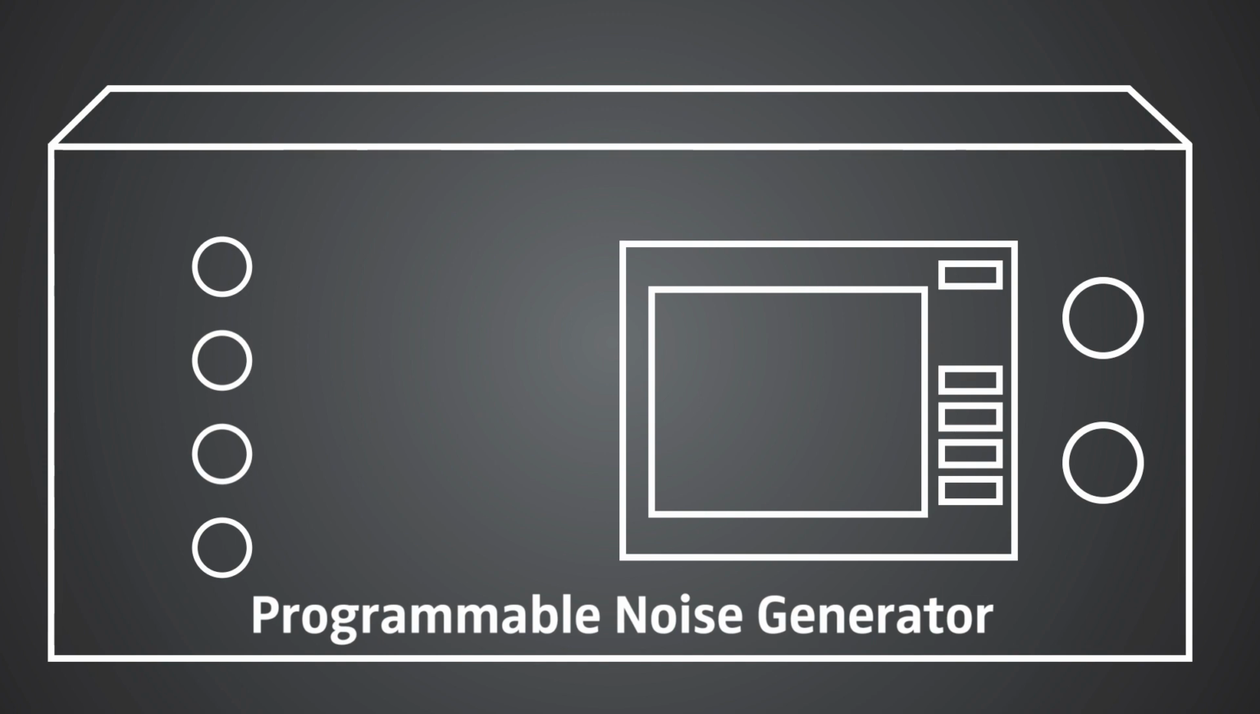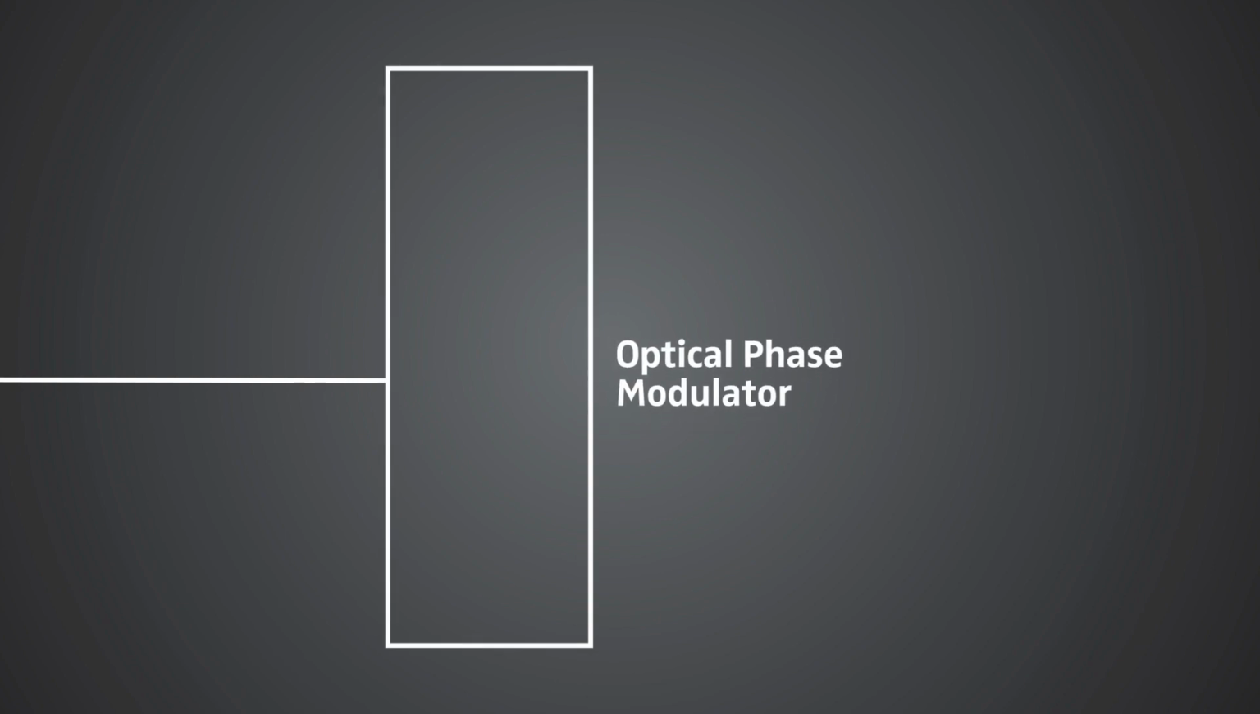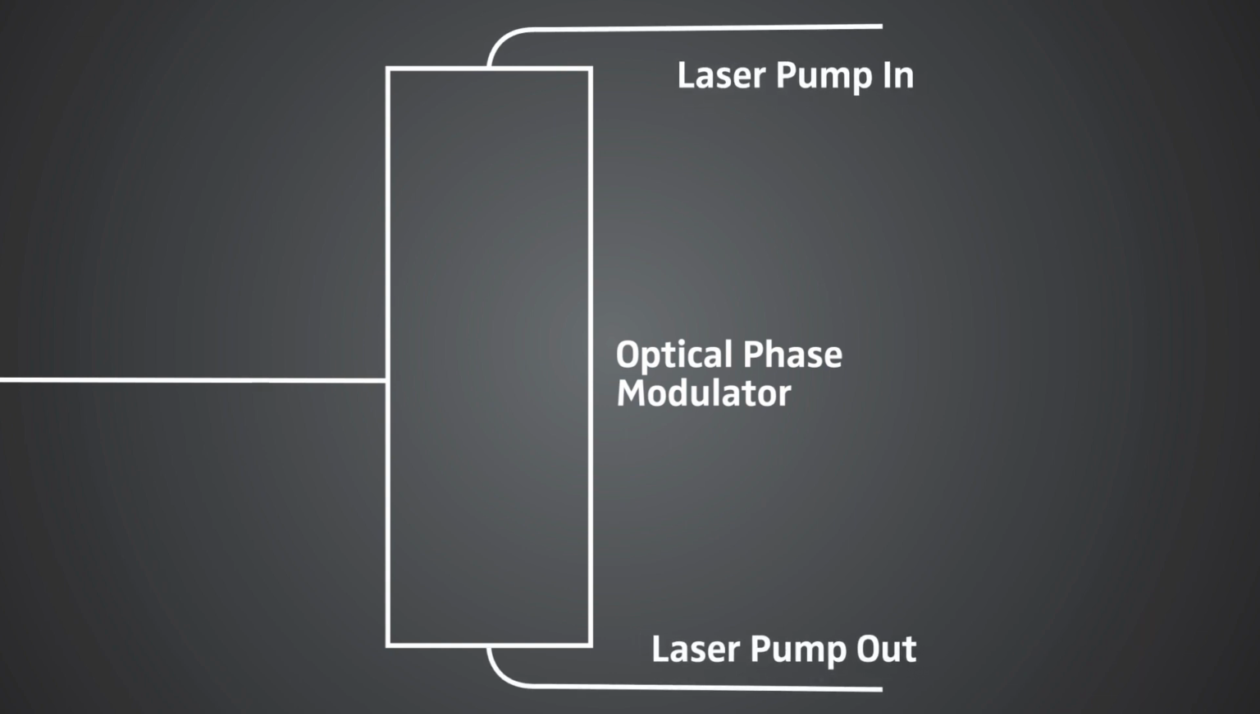In a test setup, the programmable noise generator connects directly to the optical phase modulator of the laser weapon. The optical phase modulator connects to the laser pump to drive coherence spreading.